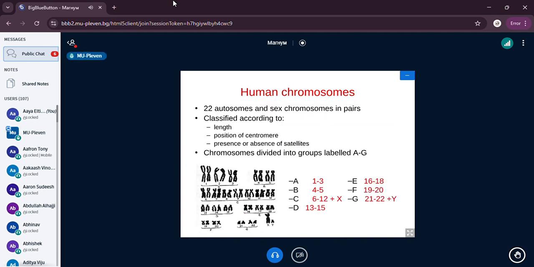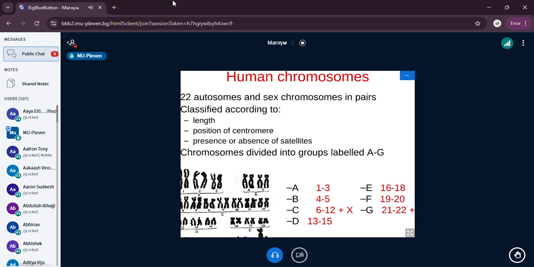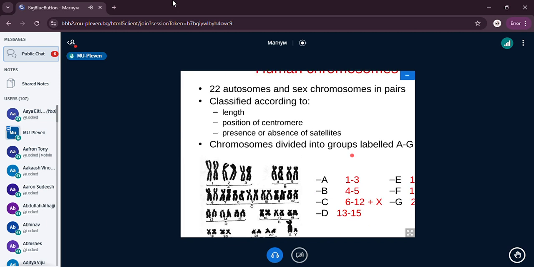And here is a karyogram of human chromosomes. There are 22 pairs of autosomes and 1 pair of sex chromosomes. And they are ordered in the karyogram, in this schematic ordering of the metaphase chromosomes, according to their length or size, according to the position of the centromere, and according to the presence or absence of satellites. And the groups in human karyogram are 7, A, B, C till G. And here they are. Now I'll increase this. Oh no, it's not a good idea. Or maybe it's a good idea.